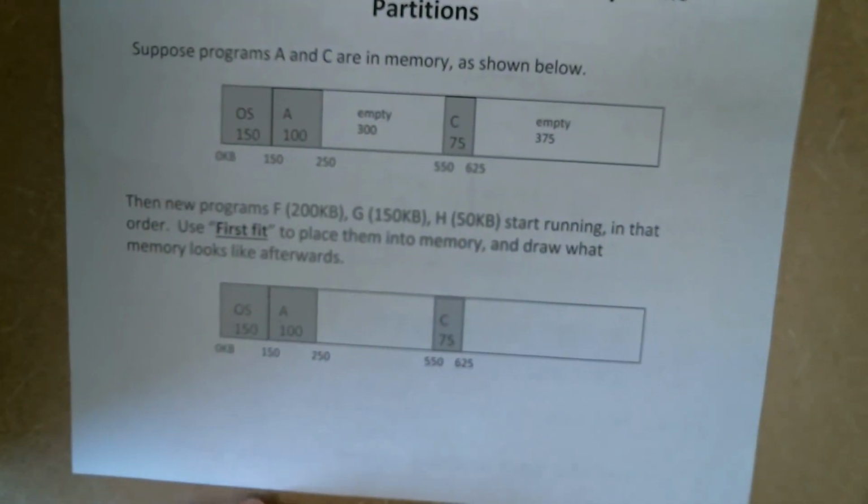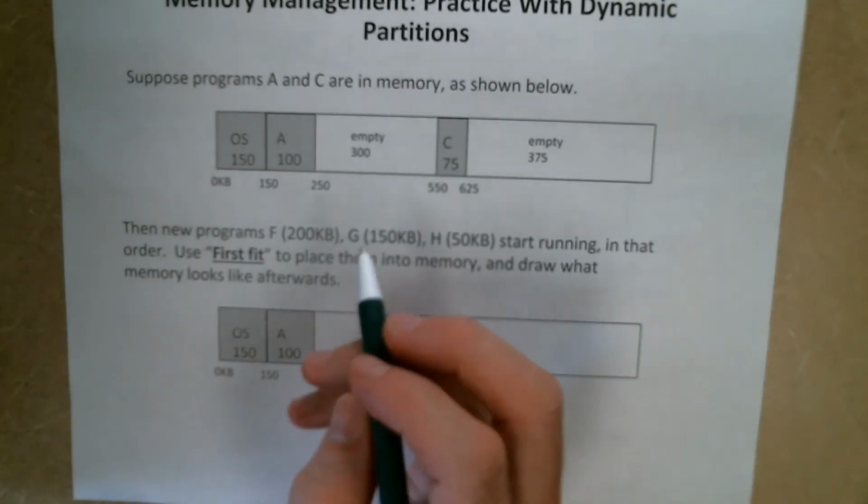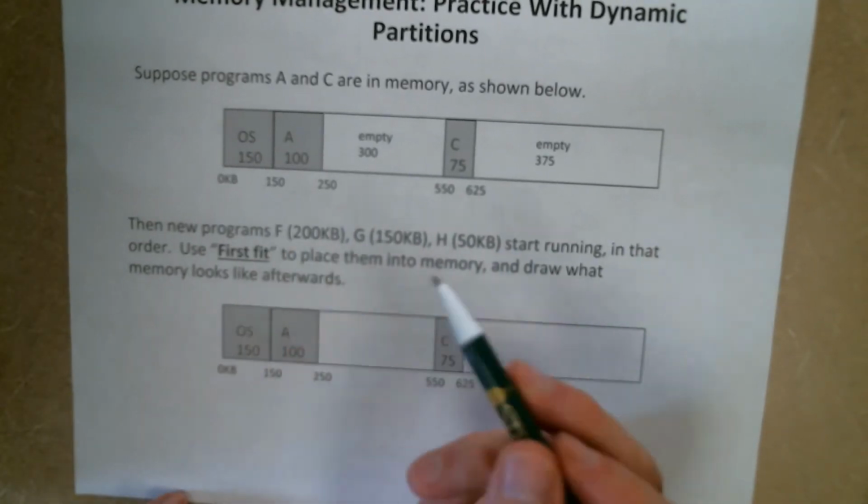Let's take a look at this one. Suppose programs A and C are in memory as shown below. The new programs 200, 150, and 50 start running in that order. Use first fit to place them into memory and draw what it looks like afterwards. All right, so first fit, much like the name says, is taking the first available empty space and putting it into that spot. All right, so that will fit it, obviously.